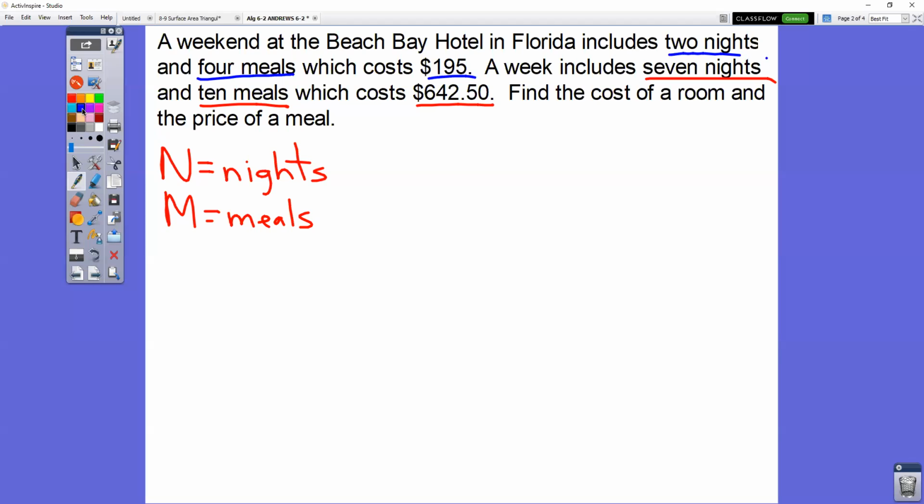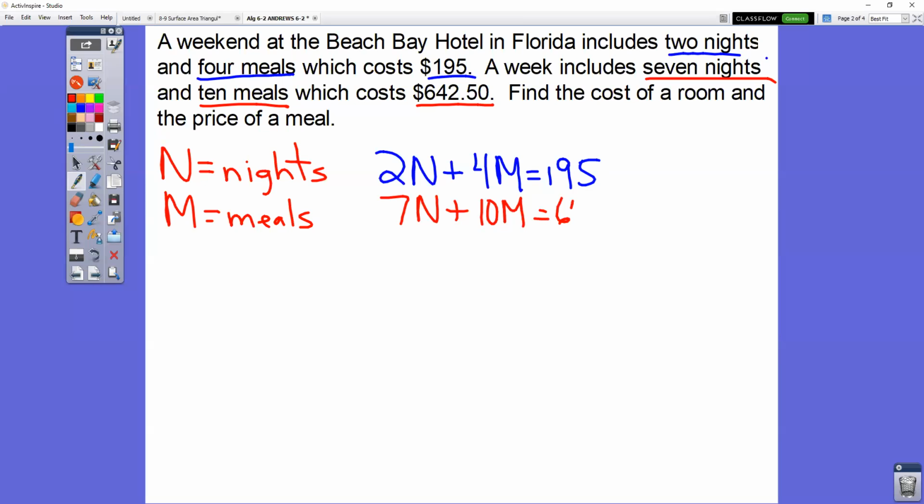So looking at the blue underlines, we have 2 nights plus 4 meals equals 195. Looking at the red underline from the word problem, we have 7 nights, so 7N, plus 10 meals, 10M, equals 642.50. So now the next thing that we would need to do is create our own opposites.